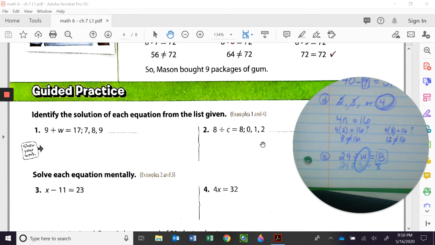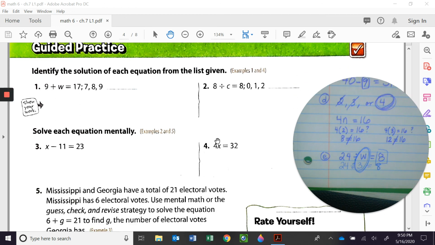Guess and check, try them all, and you should be able to find each of these.